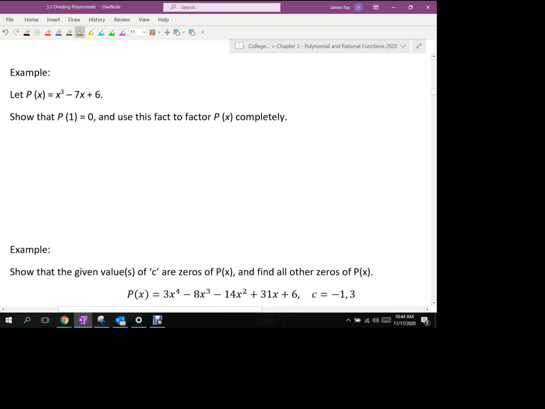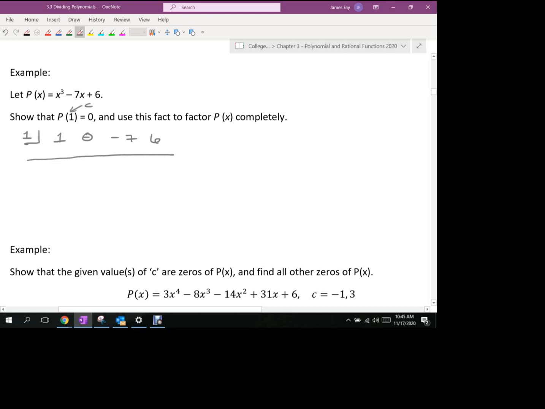Okay. So here it says show that P of 1 equals 0 and use this fact to factor P of X completely. So if I use synthetic division, I'm going to use a 1. And then 0, I need my placeholder, and then -7, and then 6, right? And out here, 1 is the number that's going to go there. Okay, that's the C value, right?